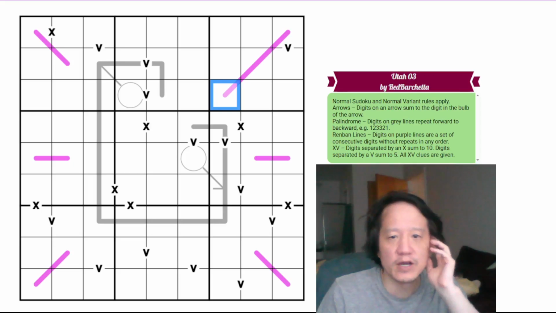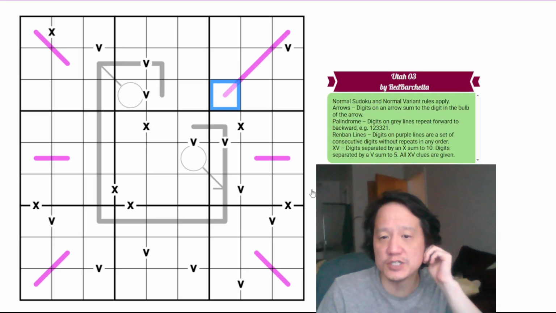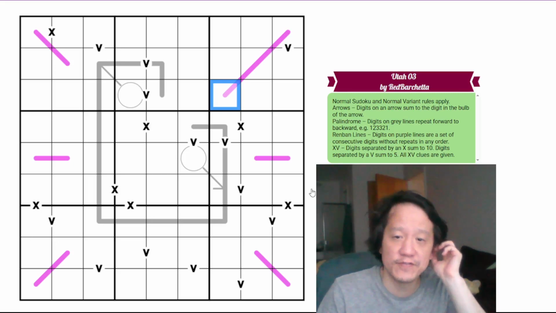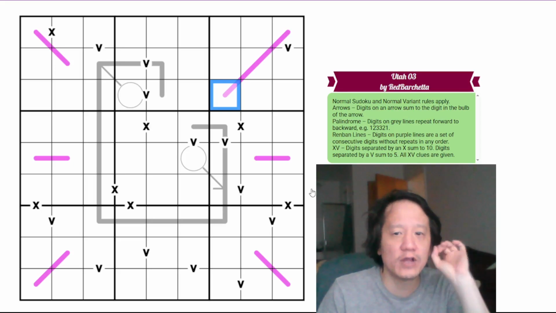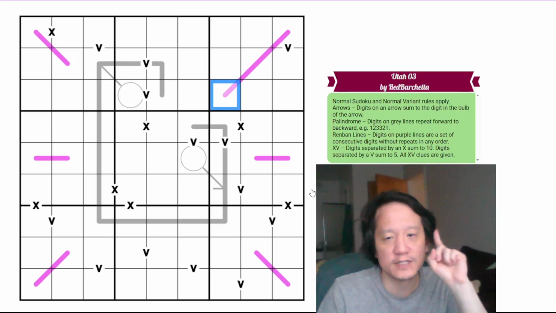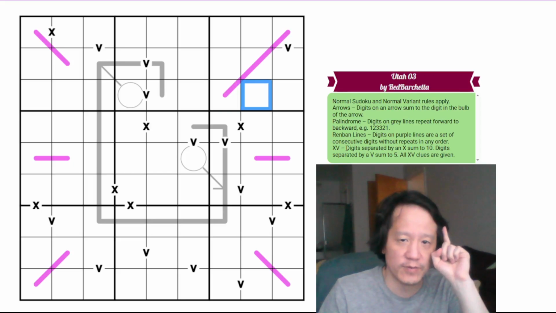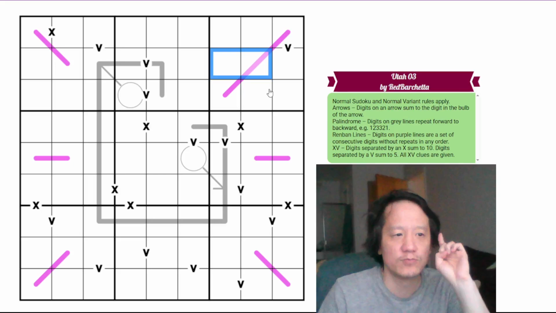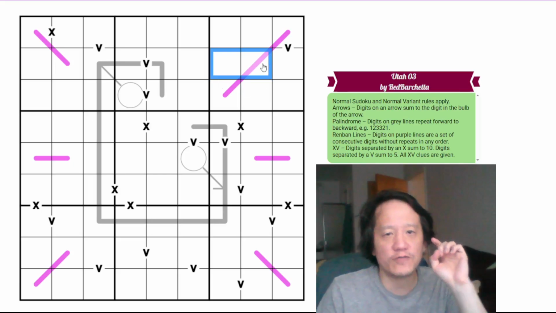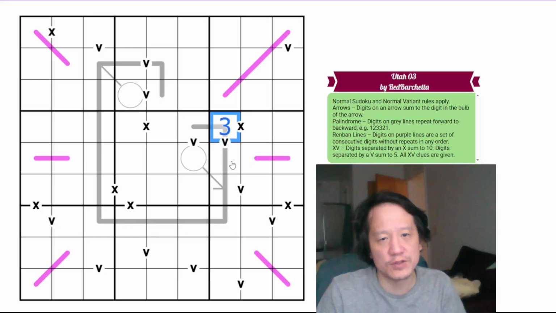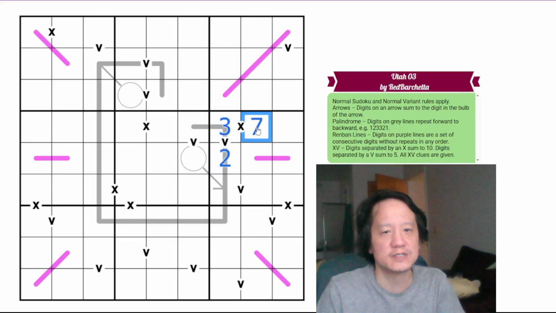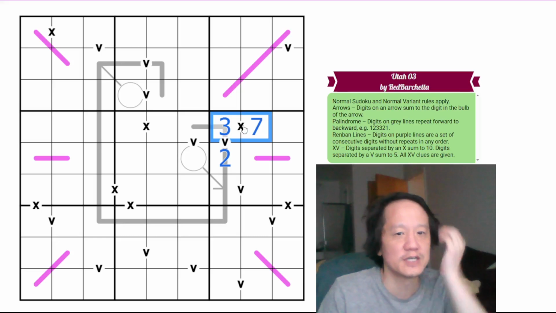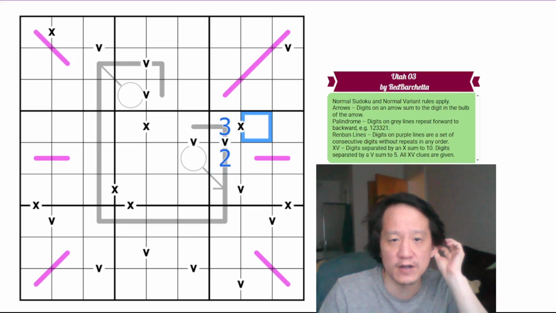And finally, we have digit XV, where digits separated by an X sum to 10. Digits separated by a V sum to 5. And all XV clues are given. So that's a negative constraint, which means that we are constrained by the negative implication of what not having an XV would mean. So, for example, if this were, say, a 3, this would have to be 2, and this would be 7, because those two digits must add up to 10. These two digits must add up to 5.